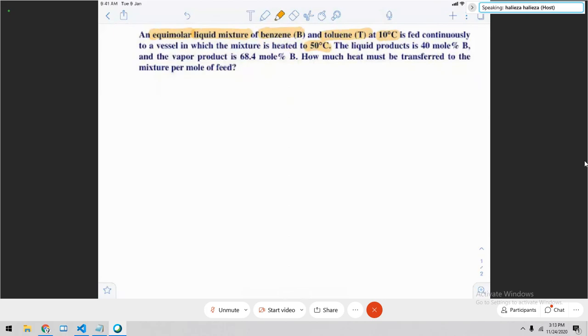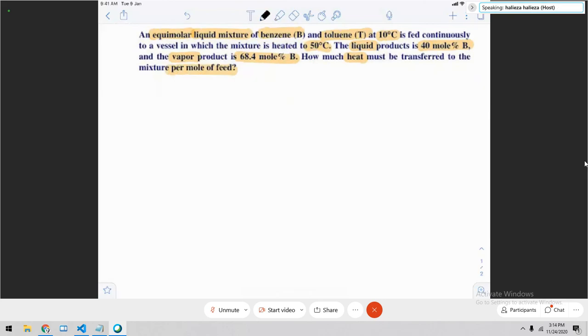Now, what happens is that you're going to produce two streams coming out. One is going to be in the form of liquid, whereas the other stream is going to be in the form of vapor. The liquid stream is going to contain 40 mole percent benzene, whereas the product vapor is going to contain 68.4 mole percent benzene. You're just referring to benzene, not toluene, but you know what to do. You only have two components, benzene and toluene, so if one is given, you can calculate the other value for toluene. So the question is, what is the amount of heat that needs to be transferred per mole of feed? So your feed will be per mole.